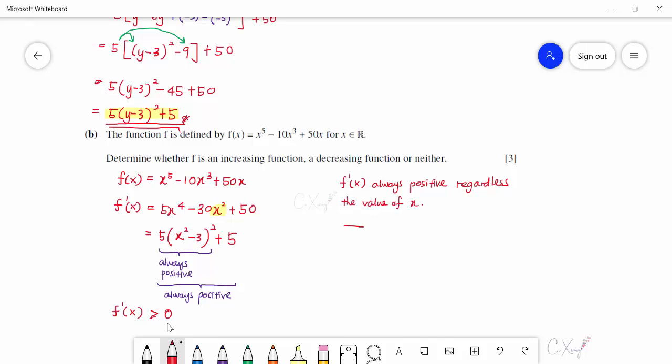Okay, so this also tells us that actually f is an increasing function, because when our dy/dx is always positive, it means that your function is always going up. All right, so it is an increasing function. So this is how we actually show it: we should try to link it with the differentiation f prime x.